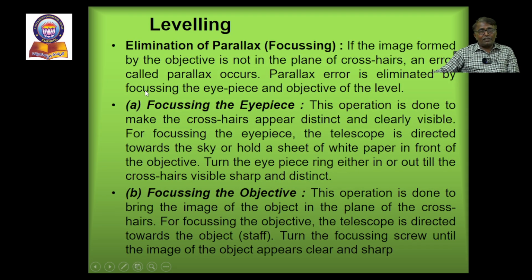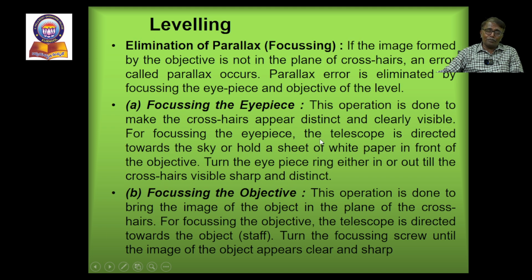Next, the second step of adjustment is elimination of parallax. That is focusing. Elimination of parallax is done by focusing. If the image formed by the objective is not in the plane of the crosshairs, an error called parallax occurs. So parallax error is eliminated by focusing the eyepiece and objective of the level. So two things you have to adjust: one is focusing of the eyepiece and the other is focusing of the objective. This operation is done to make the crosshairs appear distinct and clearly visible.